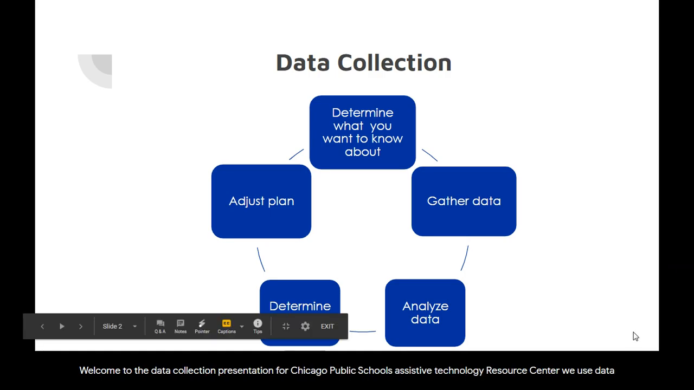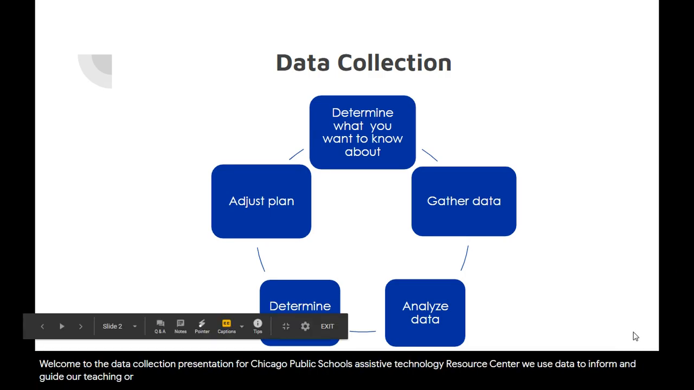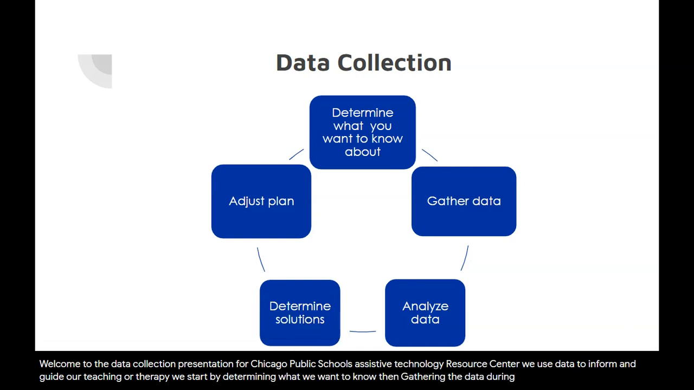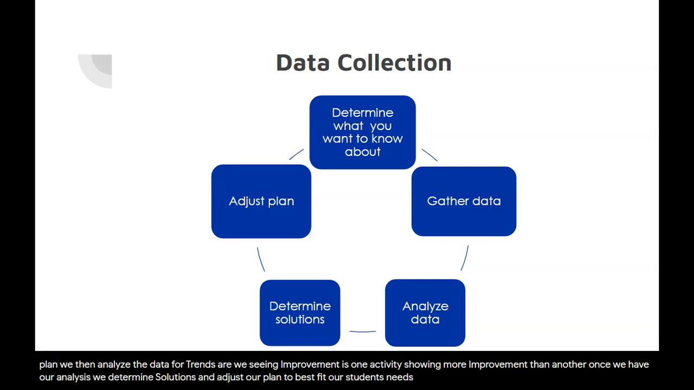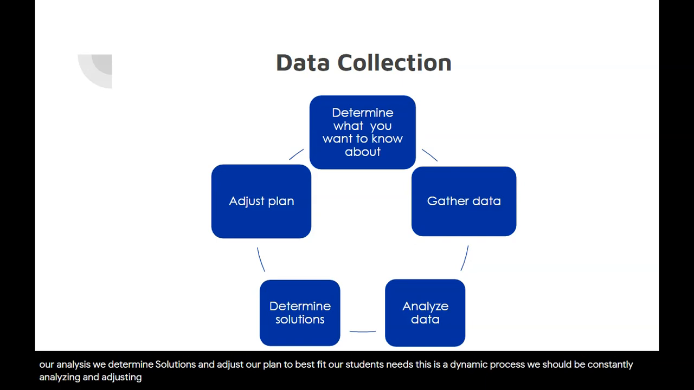We use data to inform and guide our teaching or therapy. We start by determining what we want to know, then gathering the data during our lessons based on our trial plan. We then analyze the data for trends. Are we seeing improvements? Is one activity showing more improvement than another? Once we have our analysis, we determine solutions and adjust our plan to best fit our students' needs. This is a dynamic process. We should be constantly analyzing and adjusting our plans for achieving our students' goals.